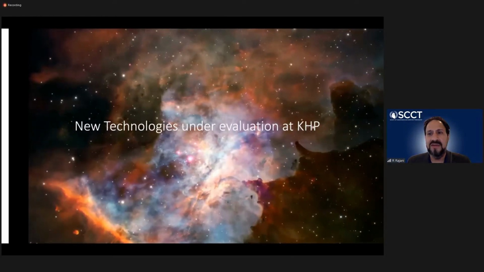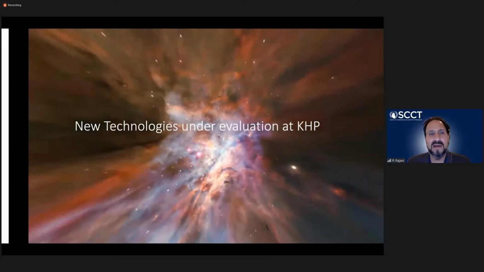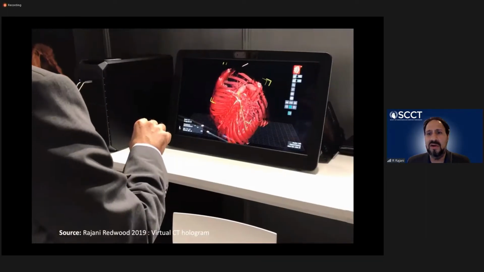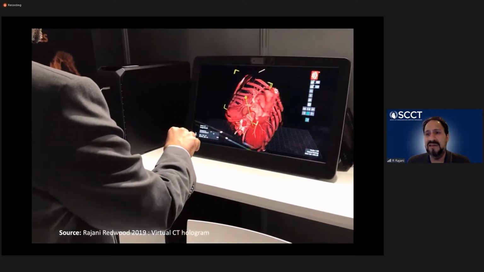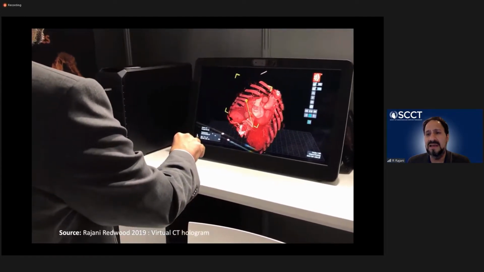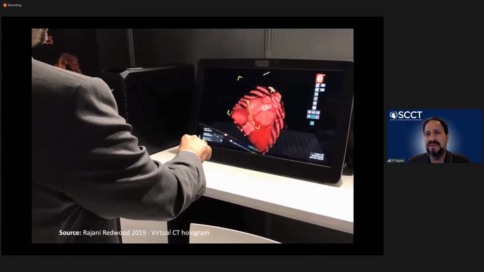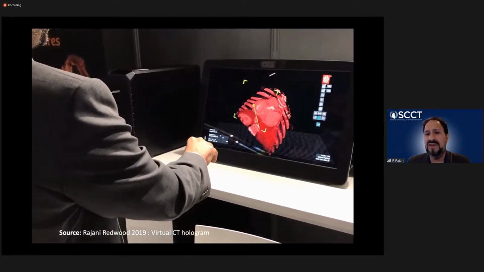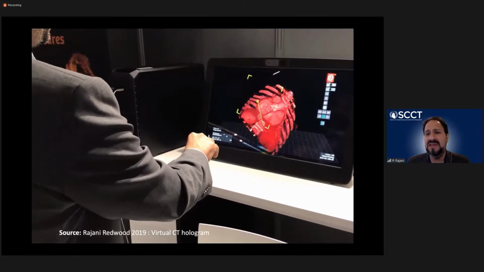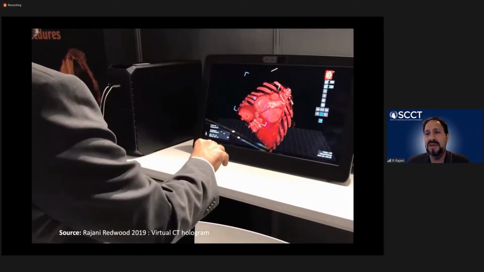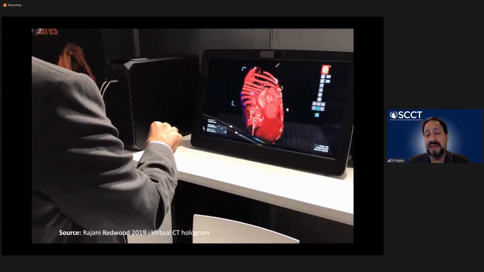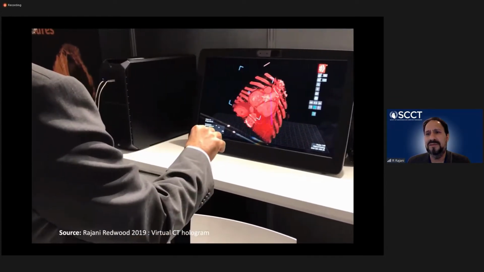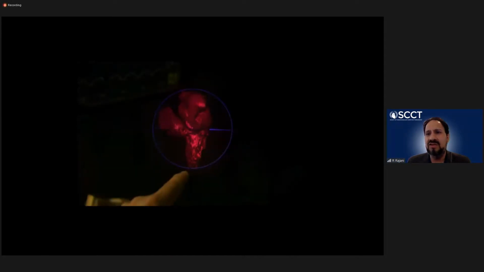So we do have a number of other technologies that we are evaluating currently for use in the transcatheter domain. This is an example of holography. So this is a 3D screen. My hand is on the right-hand side and I'm manipulating the CT dataset to look at the anatomical detail in further detail, doing away with conventional mouses and keyboards. So this is an example of a virtual CT hologram that we presented in collaboration with Siemens Healthcare a couple of years back. We also have access to true holography.